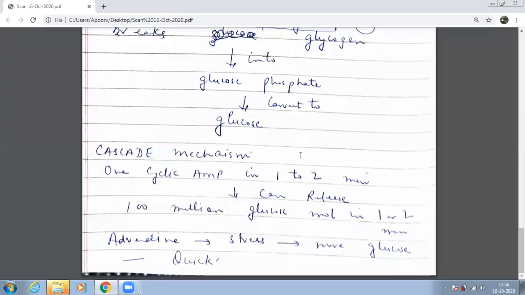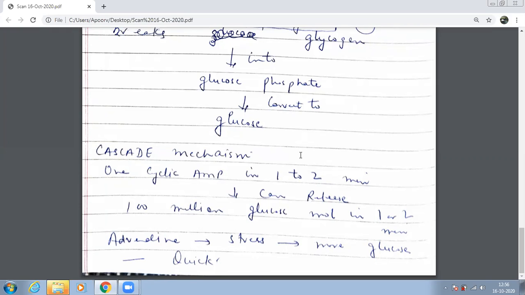One cyclic AMP. You remember your second messenger? Yes, ma'am. One cyclic AMP in 1 to 2 minutes can release 100 million glucose molecules. In a time span of only 1 to 2 minutes, one cyclic AMP can release how many glucose molecules? 100 million glucose molecules within 1 to 2 minutes.